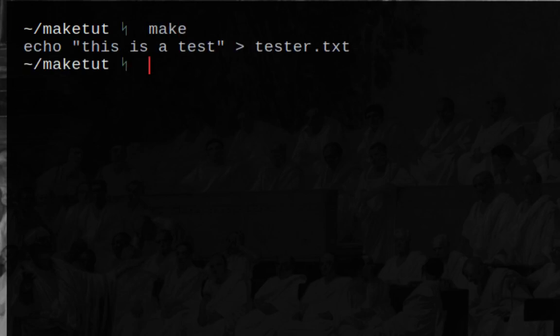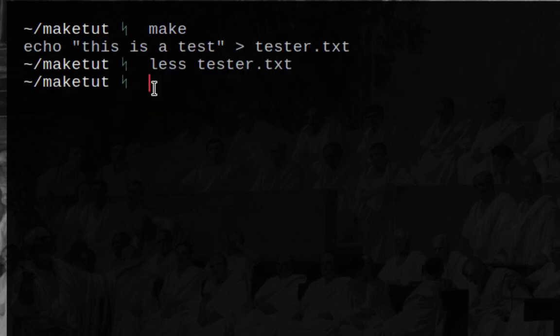Now we can execute this Makefile simply by running the command make. And you'll see that it simply runs that command from before, so it echoes our string into our text file. And so now if I just open that text file, you'll see that it has that line of text that we were hoping to see. So that's perfect. That's just like what we were expecting.